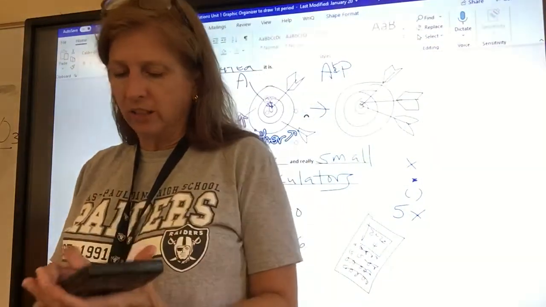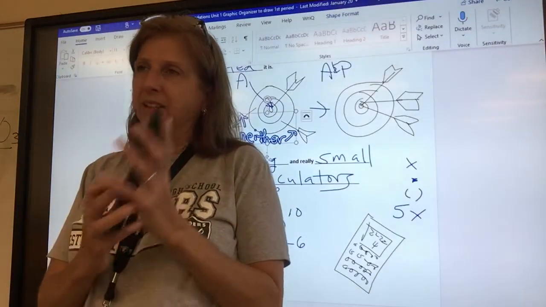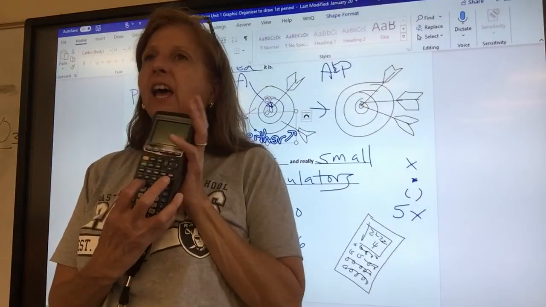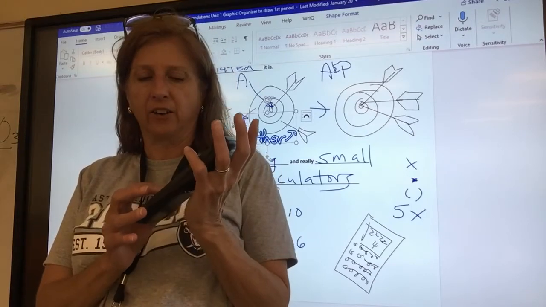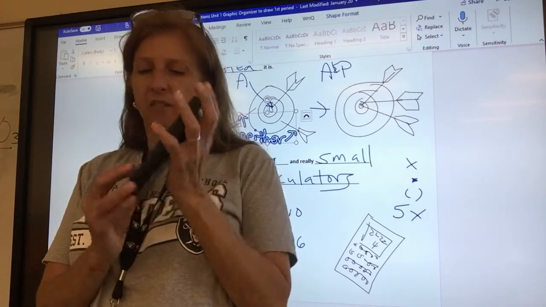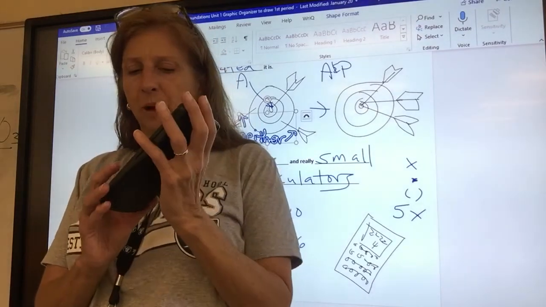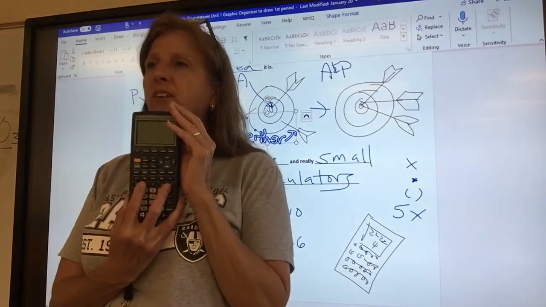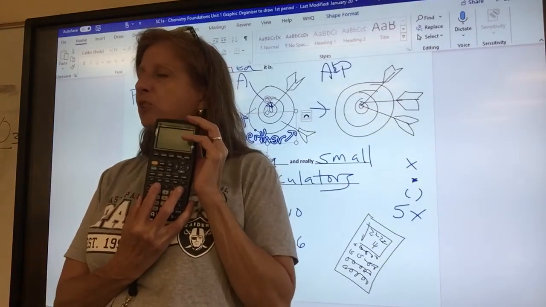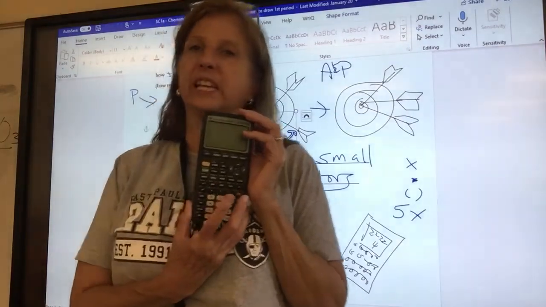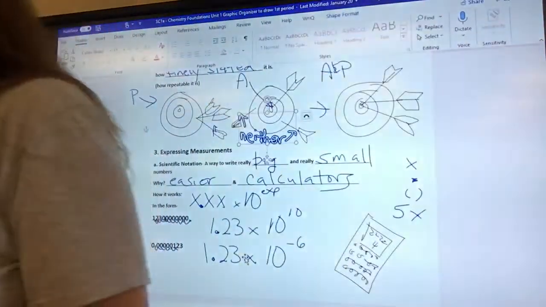What you're looking for is a button on a Texas Instrument that says capital E, capital E. If you have a graphing calculator, it's the second of the comma behind the seven. So if you have your calculators right now, get them out, because we'll practice putting some numbers in as we're learning this next idea.